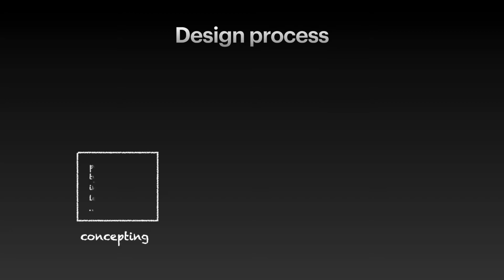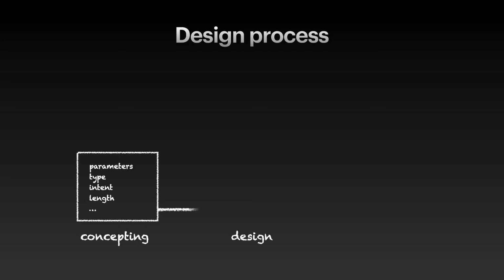Let's take a step back and look at the overall design process. We can divide it into 3 broader phases. The first one is the concepting or pre-design phase, where the designer sets up the overall parameters of the story world such as its theme and boundaries.